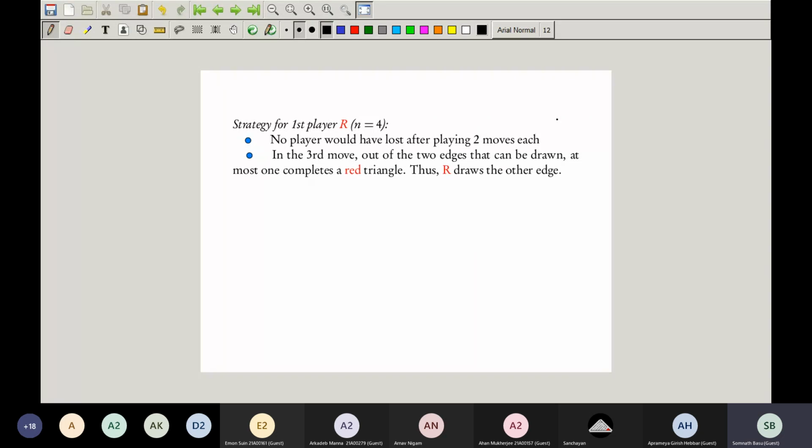So you just draw the other edge and that's it. So whenever R plays the first move, what B does is mimic the move by drawing the opposite edge, or coloring the opposite edge. And what do I mean by the opposite edge? So any guesses as to what the opposite edge might mean? So let me just draw out a picture.